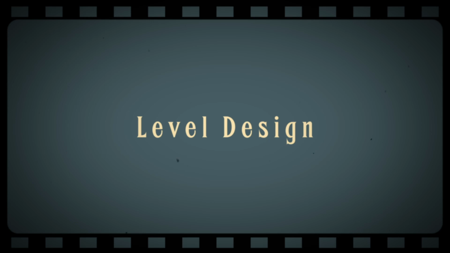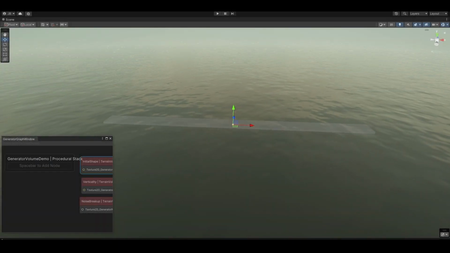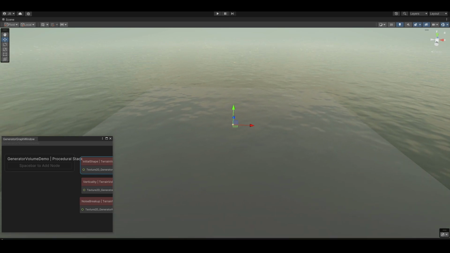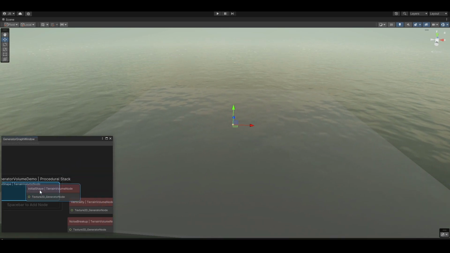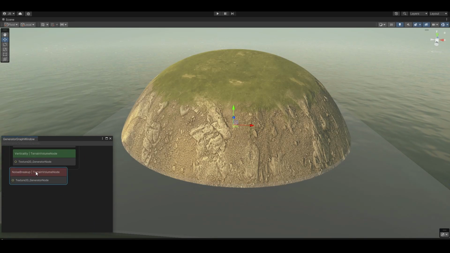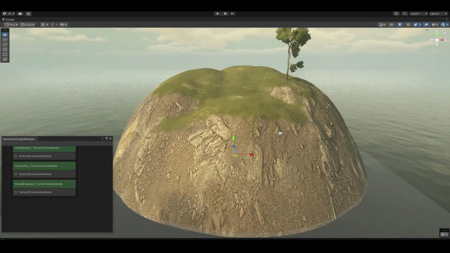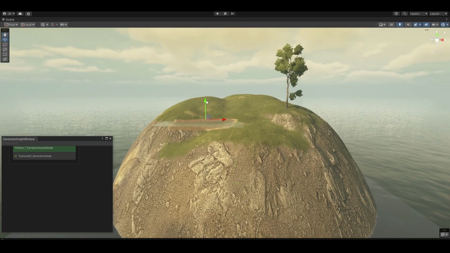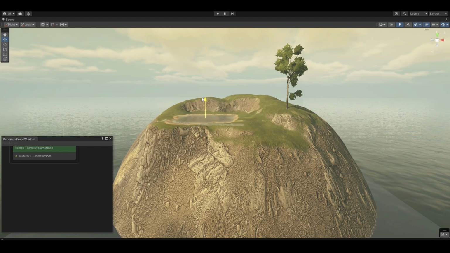But how do the height and color values get set? This is where we get into the core aspects of world and level design. The general idea lies in another tool I developed called Generator Volumes. It's essentially a volume where a sequential set of rules is applied to alter the terrain, lay out game elements, perform level generation, scatter assets, or do whatever is needed.